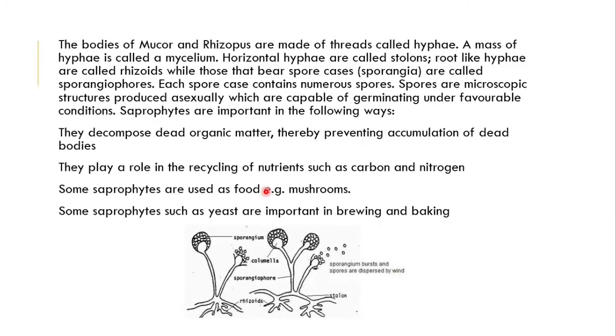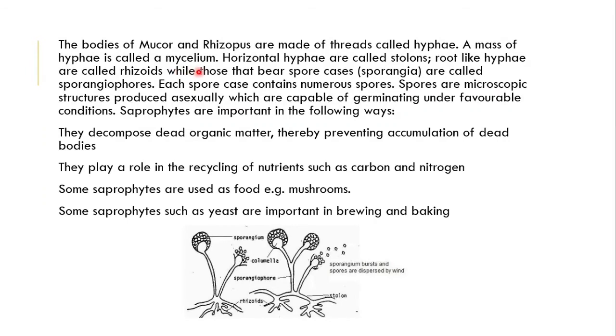So this is the diagram here. I'm sure you've seen this diagram even in past papers. If not, you're going to see it. So the bodies of Mucor. Mucor is just an example or a type of fungus which feeds off dead and decaying matter. The bodies of Mucor and Rhizopus are made of threads called hyphae. A mass of hyphae is called mycelium. So a collection of those threads is known as mycelium.